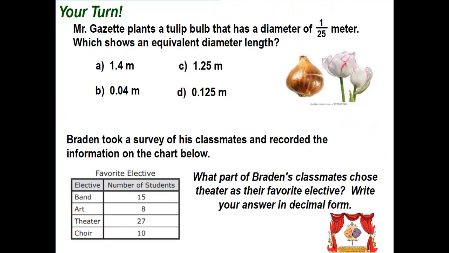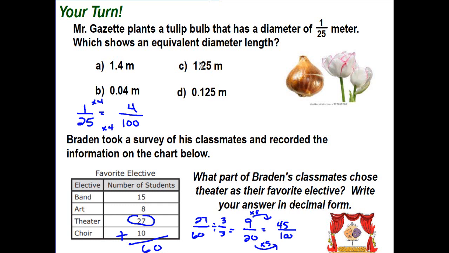And now we've got 2 practice problems for you. Go ahead and pause the video. Once you have your answers, come back and check. Okay, let's see how you did. 1/25 as a decimal is answer B, 4 hundredths. And in the second one, you had to do a little bit of extra work here.